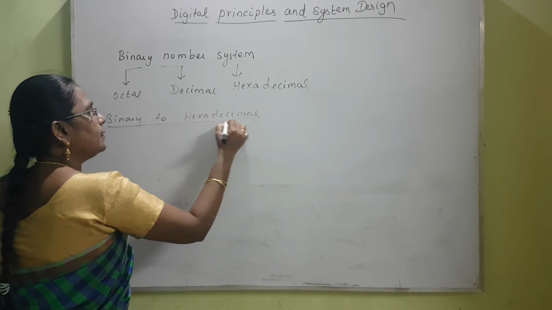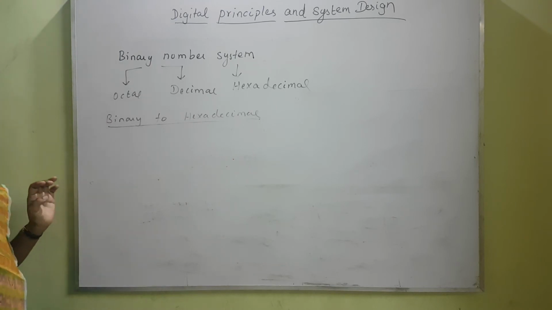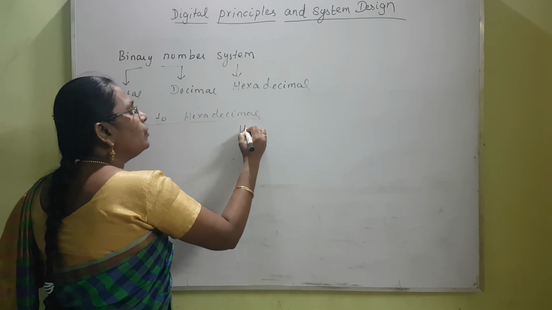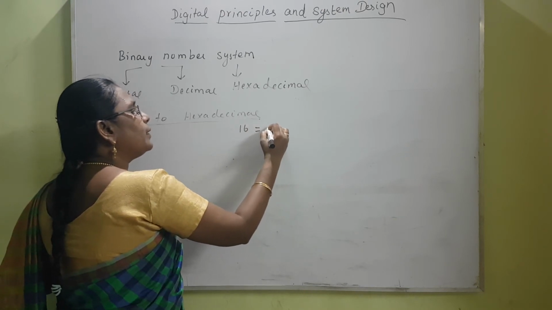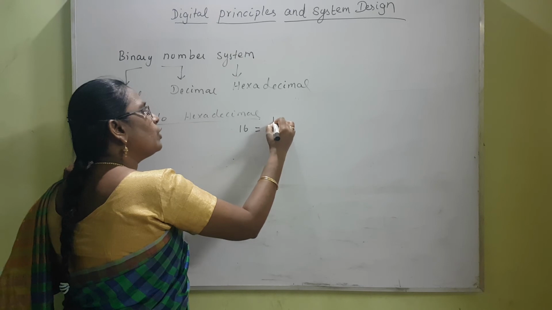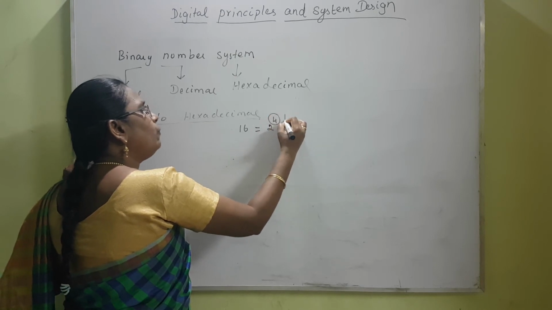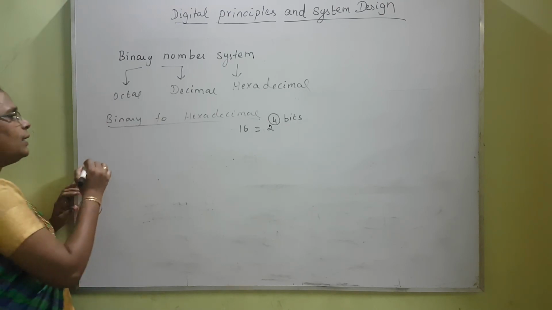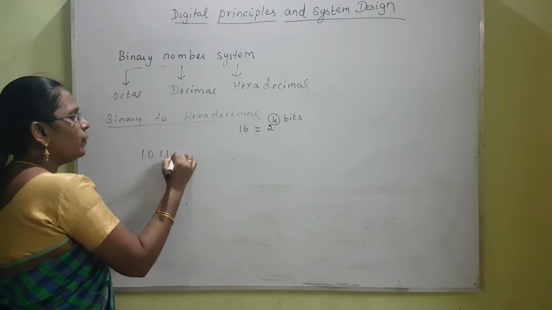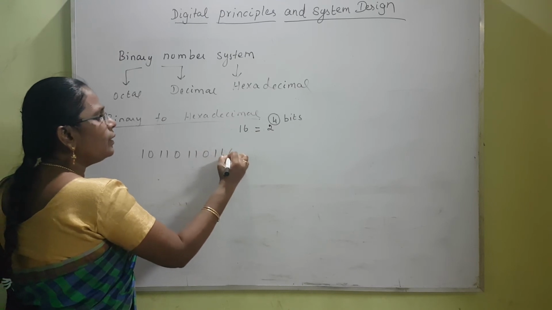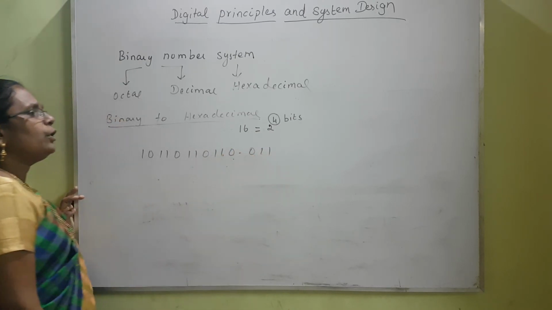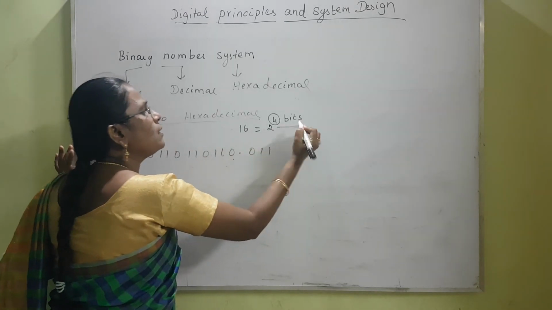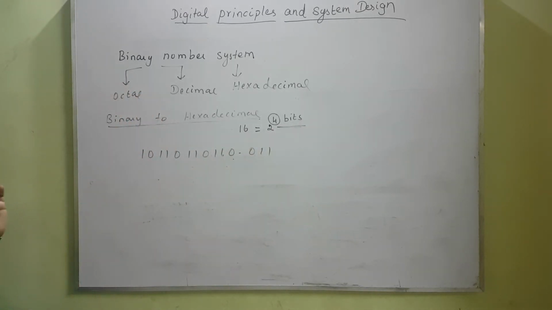Binary to hexadecimal. Now how many digits does hexadecimal have? 16. So to represent 16 numbers, what is 16? 2 to the power 4. So we need 4 bits to represent the hexadecimal number. So any binary number given, you are going to pair it in terms of 4 bits. We are going to use 4 bits to convert it into hexadecimal.